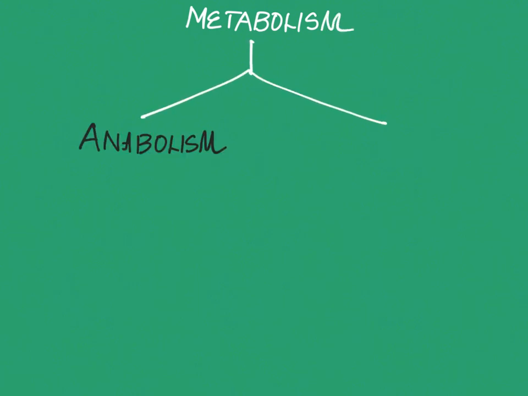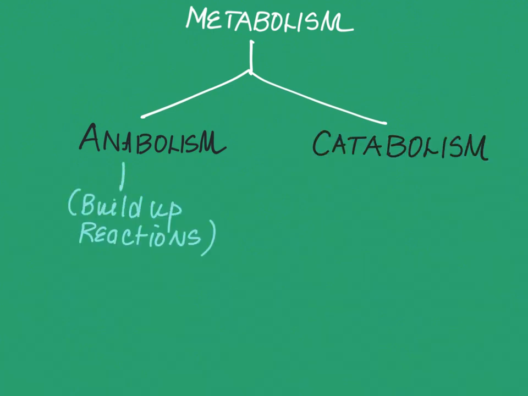We're going to talk about metabolism. Metabolism is a combination of two types of processes, anabolism and catabolism. Anabolism are build-up reactions, whereas catabolism are made up of breakdown reactions.